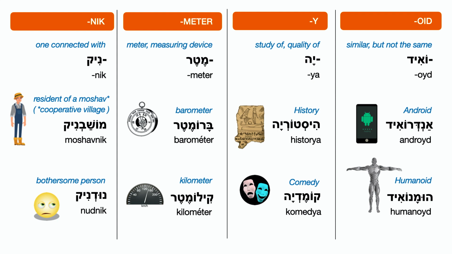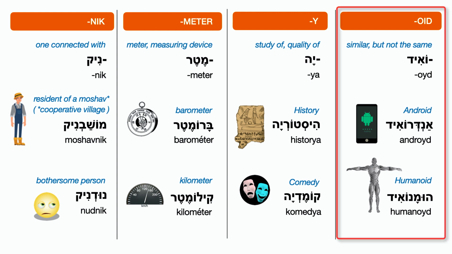And our last examples are oid, meter, and nik. So oid means similar but not the same. So this suffix is the same in Hebrew. We say oid. So to say android, we say android. To say humanoid, we say humanoid.